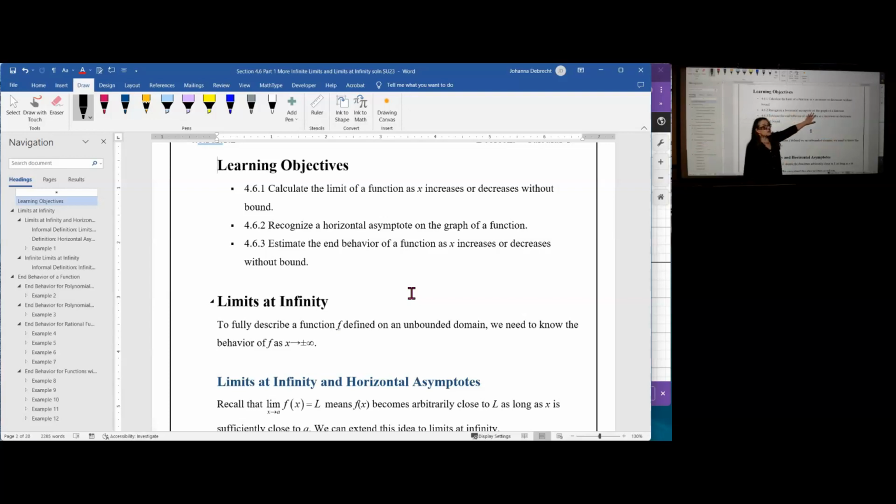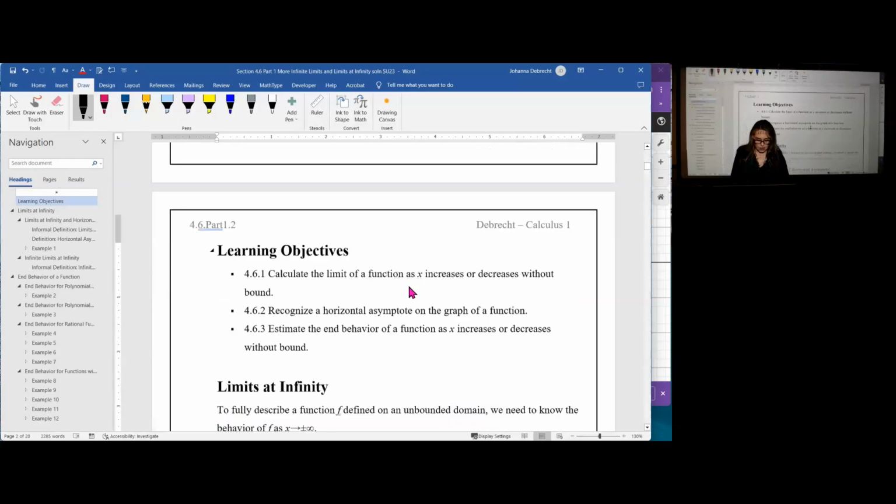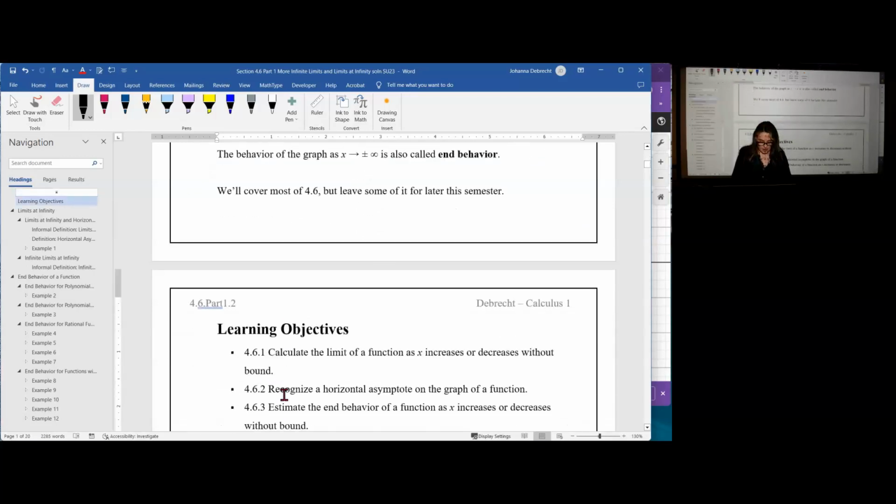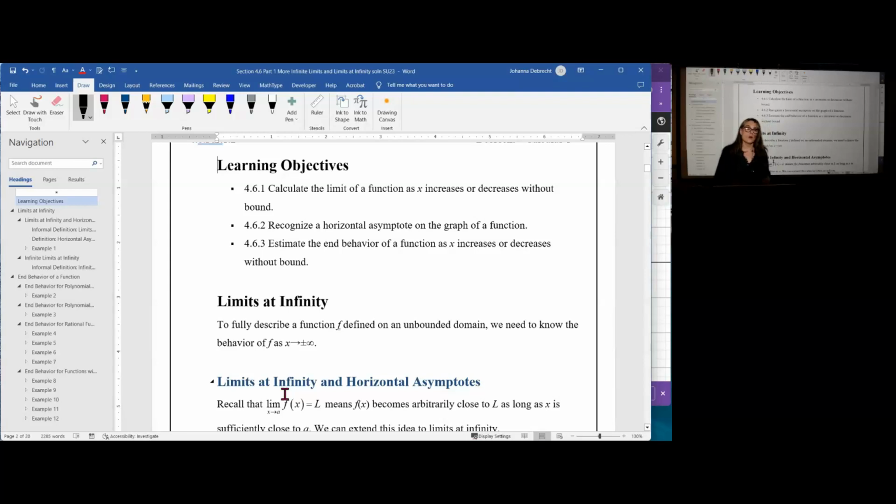Then we're going to learn to recognize a horizontal asymptote on the graph of the function. I drew one of these previously when I gave the example that you see here on the left. As the function moves to the far right, the end behavior as x goes to infinity, the y value approaches a horizontal asymptote of the constant function y equals 1. Finally, we're going to use our knowledge of what we have learned in the first two parts to estimate what we believe the end behavior of a function will be. And of course, end behavior means as x increases without bound or decreases without bound.